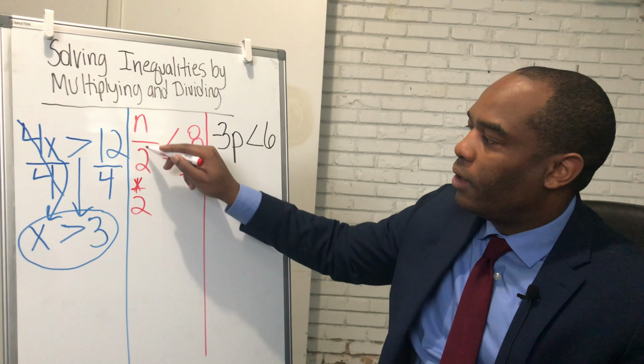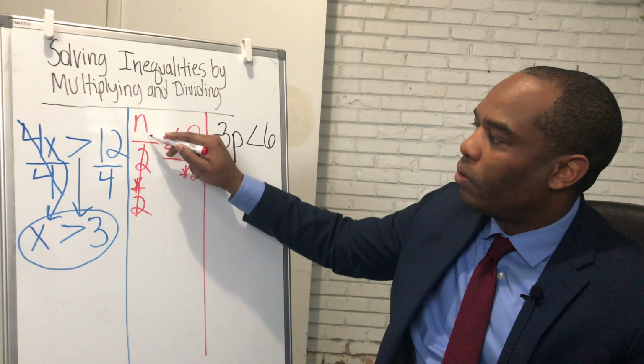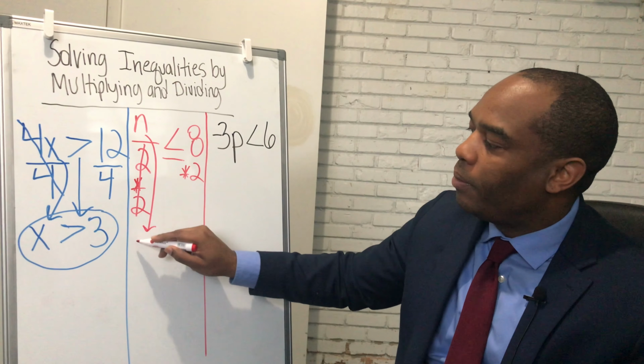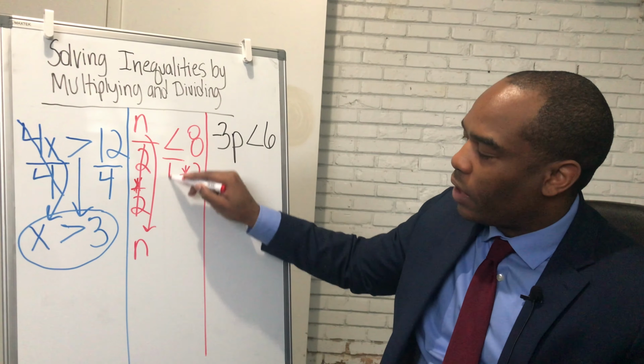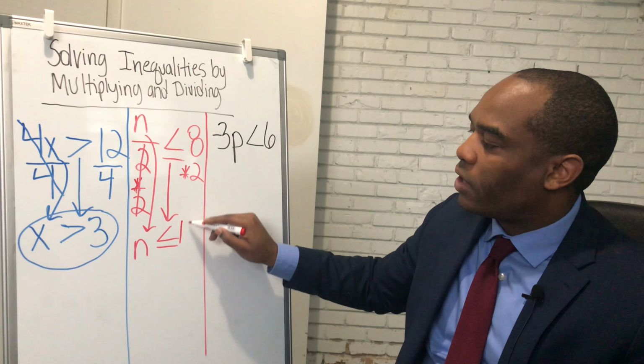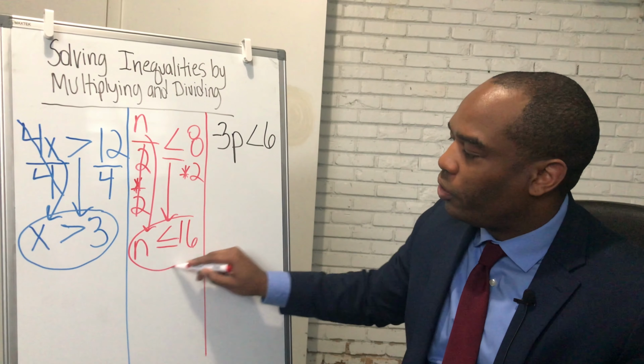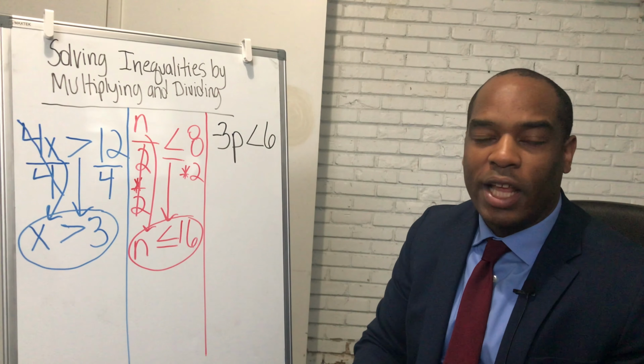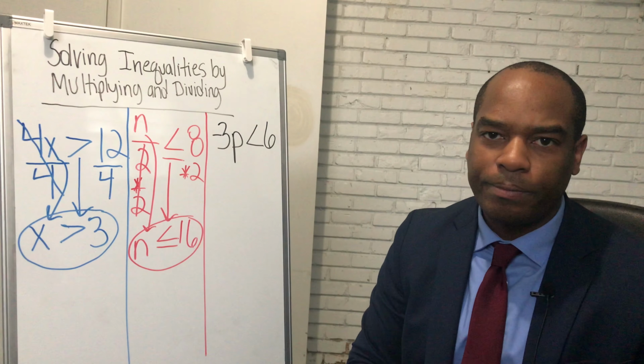this side. These 2's cancel. The n will come down. The inequality will come down, less than or equal to, and 8 times 2 is 16. There's the solution. N is less than or equal to 16.